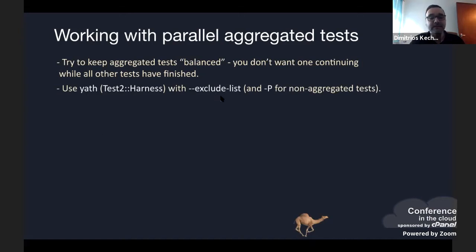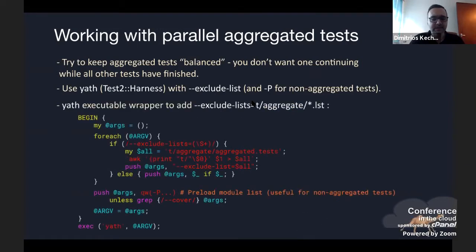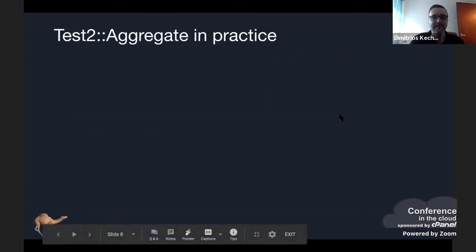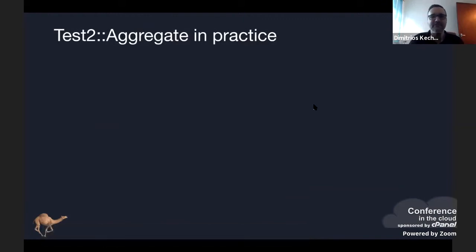We added the exclude list to YAF, the Test2 harness, exactly for Test2 aggregate. So you can still add the preload for non-aggregate tests into your suite, but you use the exclude list to exclude everything that is aggregated. And in Sperum, we use a wrapper which adds nicer wildcard support, and we preload our modules at the same time. You can copy it and modify it if you want.